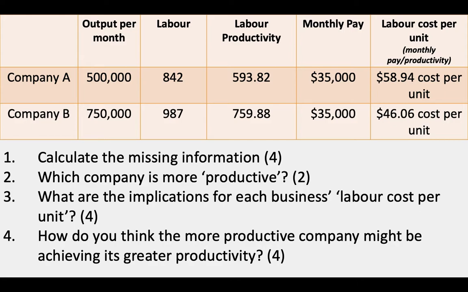Okay, so you should have got these numbers here. Labor productivity, 593 per worker for company A, and company B, 759 per worker. Therefore, they're paying them the same pay, so that's obviously not a reason. Company A is getting 58.94 cost per unit, and company B is getting 46.06 cost per unit. So what could they be doing? Well, you want to be thinking things like motivation, better working practices, better division of labor, better capital, better training, maybe better recruitment in the first place.